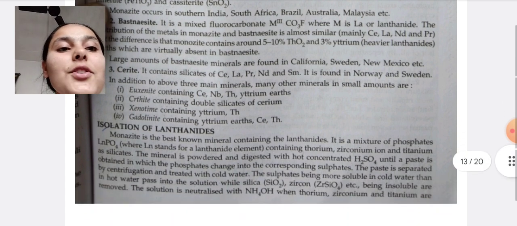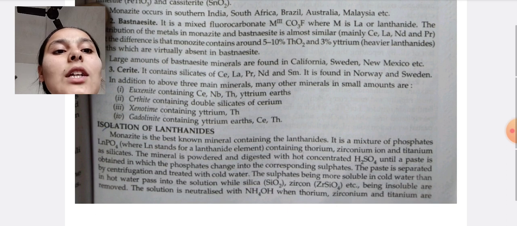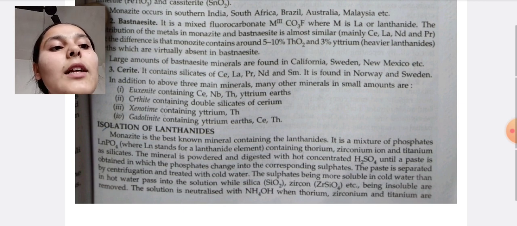Isolation of lanthanides. Monazite is the best known mineral containing the lanthanides. It is a mixture of phosphates, LnPO4, containing thorium, zirconium, iron, and titanium silicate. The mineral is powdered and digested with hot concentrated H2SO4 until a paste is obtained in which the phosphates change into the corresponding sulfates. The paste is separated by centrifugation and treated with cold water, the sulfates being more soluble in cold water than in hot water, so they pass into the solution, while silica and zircon etc.